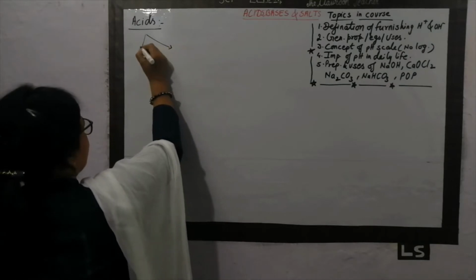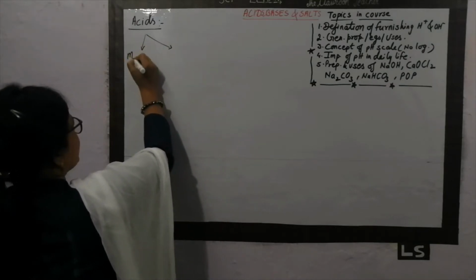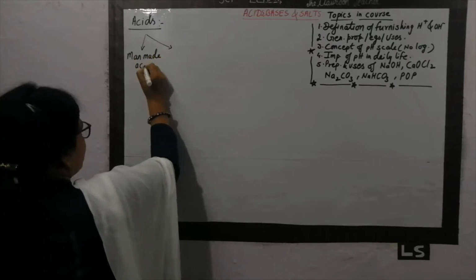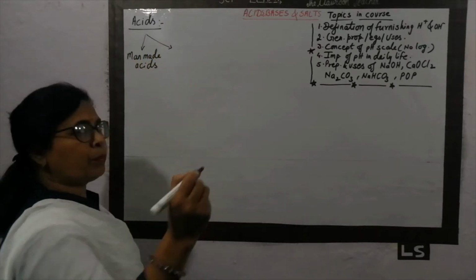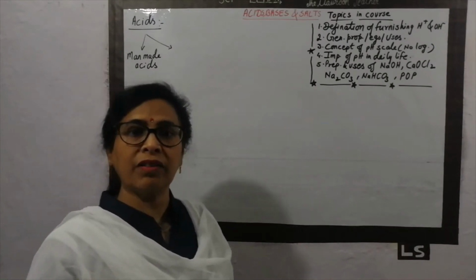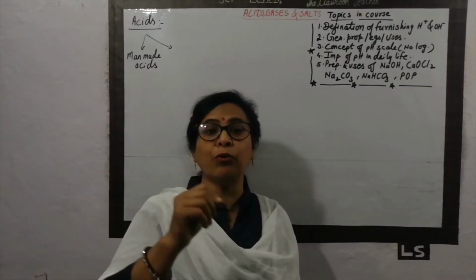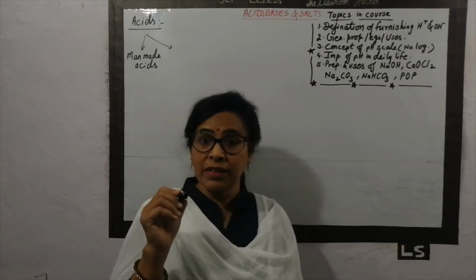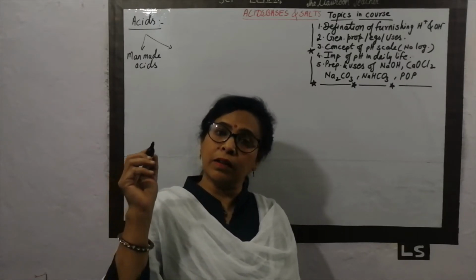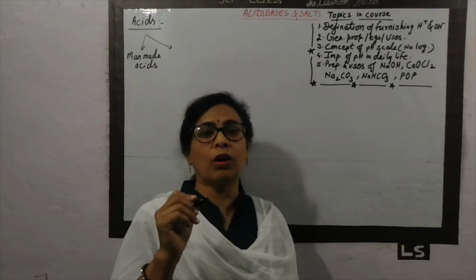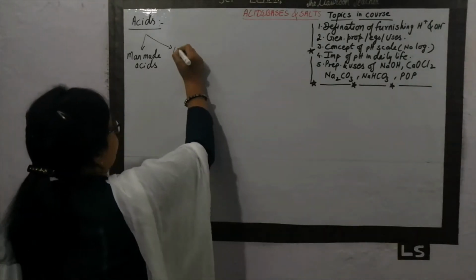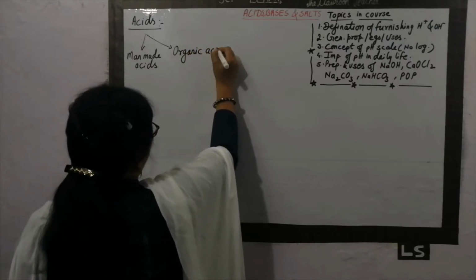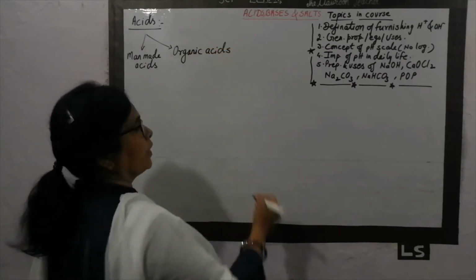I am moving towards the general definition. One acid is called the man-made acid. Man-made acids means they are prepared in the laboratory, prepared in the factories, manufactured actually. That is called a man-made acid. Some acids are present in nature; those are called the organic acids. I am going to pick the definition of acid from the organic acids.